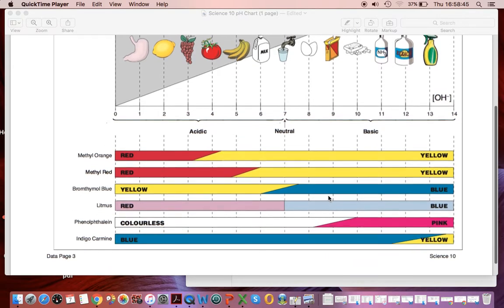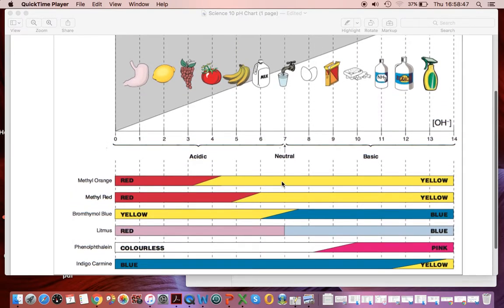Now we look at this. And this is a chart of indicators. And some of these indicators we'll use, the phenolphthalein, bromothymol blue, the other ones, and the litmus, and the other ones you might run into in Chemistry 12. What this is saying is, if we have methyl orange, it's red at a pH of 3 and below. It's yellow at a pH of 4 and above.